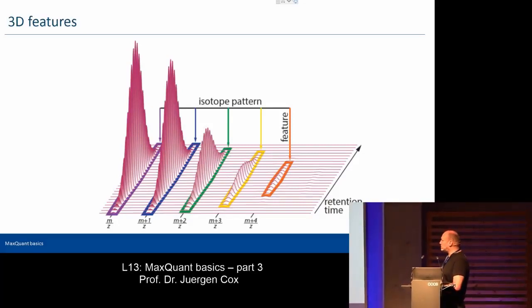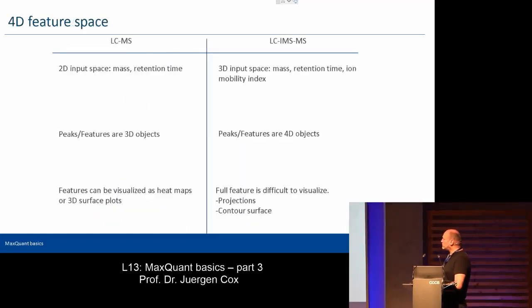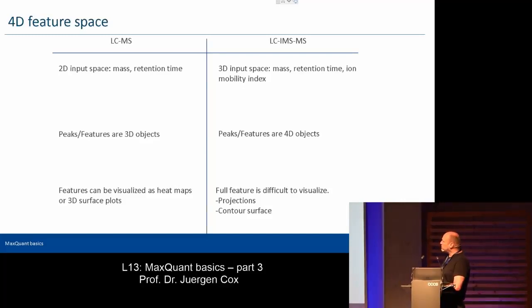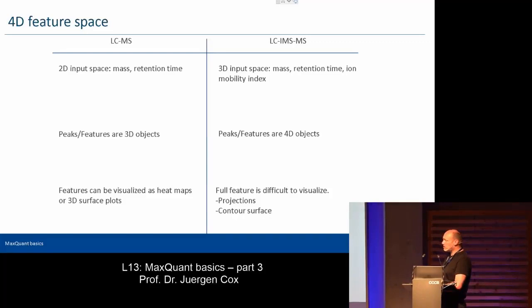So that was the features that we used to detect yesterday in LCMS data. And now we're talking about a four-dimensional feature space. In this table you see how it used to be in the LCMS world, and now we have this eigenmobility spectrometry dimension on top. So when we had a two-dimensional input space consisting of mass and retention time, now we have a three-dimensional input space consisting of mass, retention time, and eigenmobility index. Or you could also take the collision cross-section, so you can parameterize this dimension in many ways, but you have an additional dimension for sure.